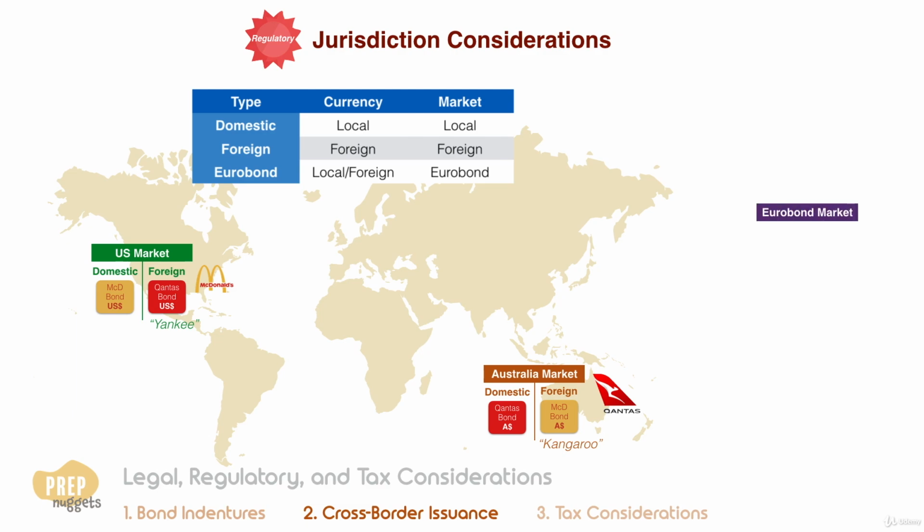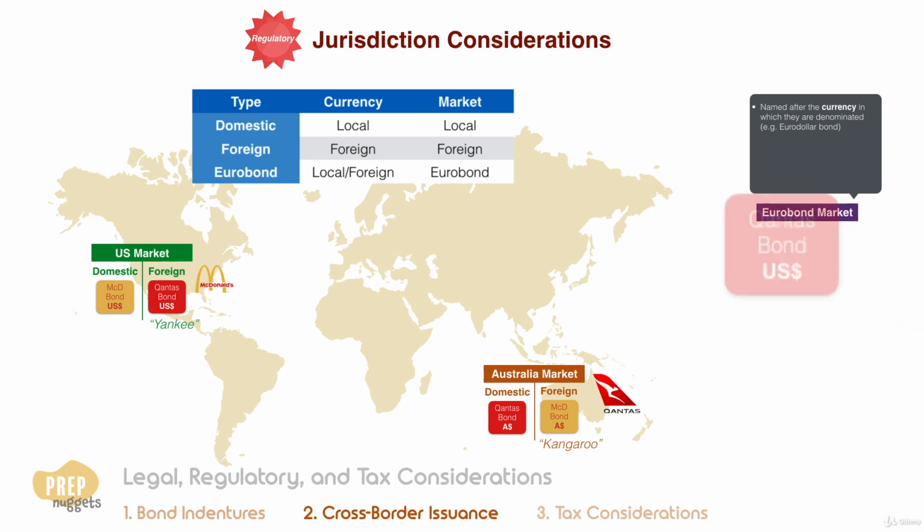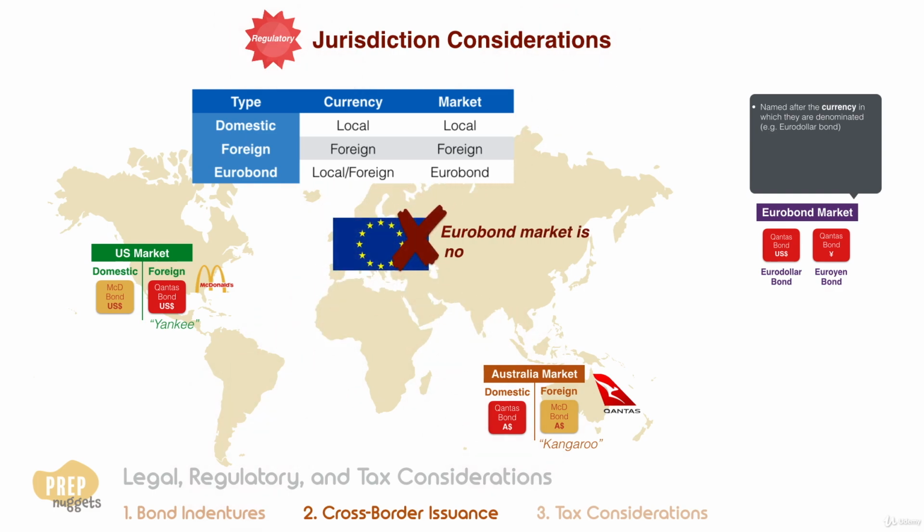Bonds issued and traded on the Eurobond market are called Eurobonds, and they are named after the currency in which they are denominated. So, Qantas can choose to issue its US dollar bonds in the Eurobond market. Specifically, such bonds are called Euro-dollar bonds. If Qantas issues them in Japanese yen, these will be called Euro-yen bonds. Do not confuse Eurobonds with the European market. Eurobonds are issued outside the jurisdiction of any country and are typically less regulated than domestic and foreign bonds.